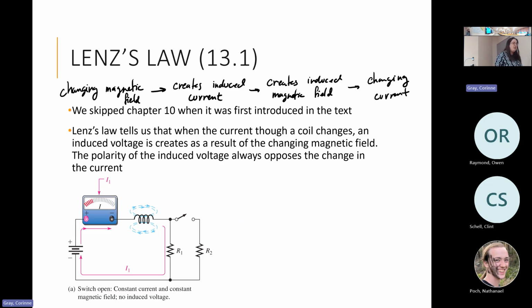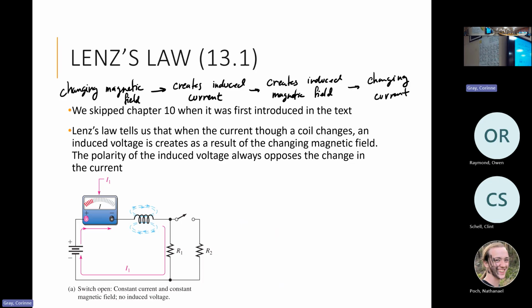So let's say this is our circuit here. We have a battery source here. We have an ammeter. We have our inductor. We'll talk about the symbol formally for a little bit, but it's just a little squiggly. And then we have two resistors. Resistor 1 is always connected into our circuit, and then we have a switch opening and closing for resistor 2.